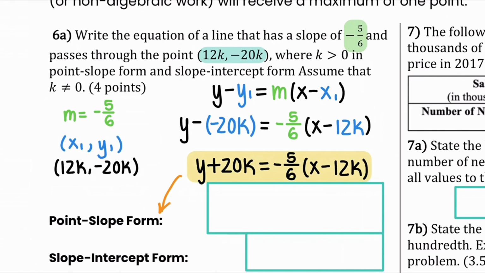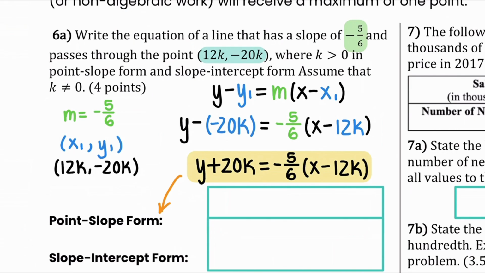Now the next thing that we need is slope intercept form. If we remember, slope intercept form is commonly known as y equals mx plus b, because again we know the slope and we know the y-intercept. In order to get that format, we just have to isolate y from here. So let's first start off by distributing the negative 5/6 to each term. I know this looks scary, but if we remember that fractions are just two operations in disguise, then we'll be chilling. So I'm just going to keep the y plus 20k.